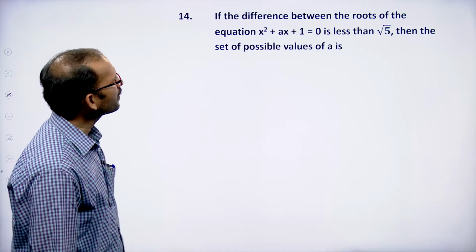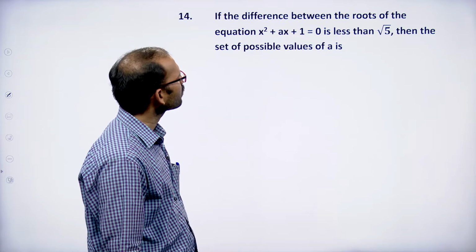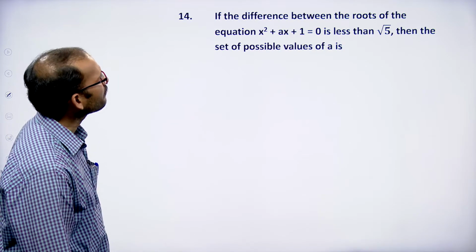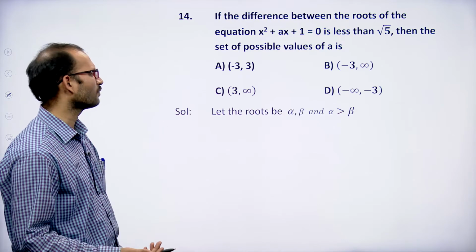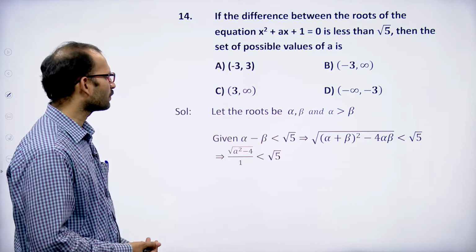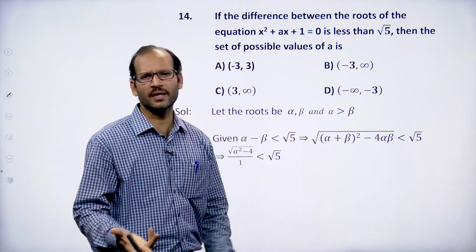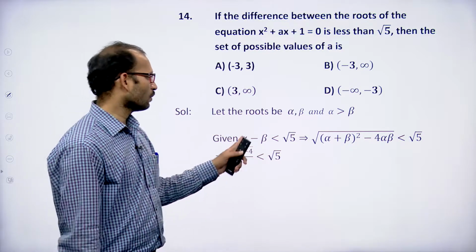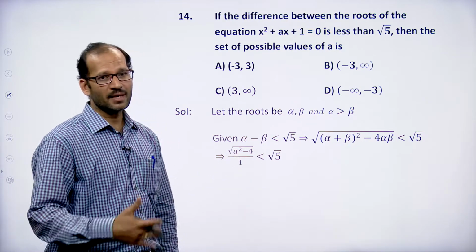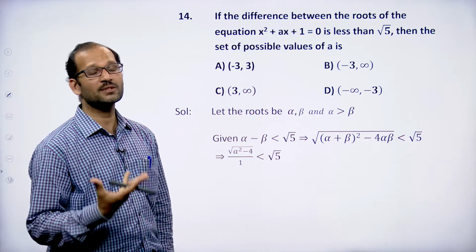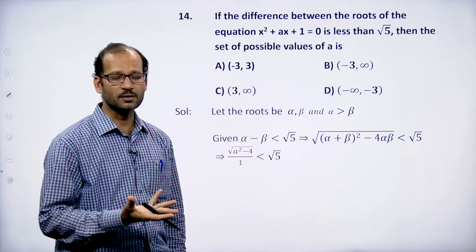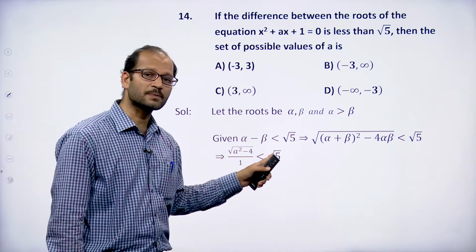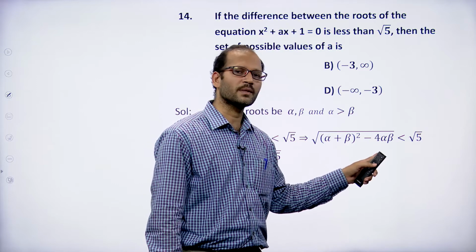If the difference between the roots of the equation x square plus ax plus 1 equal to 0 is less than root 5, then the set of possible values of a is? Let the roots be alpha and beta. You can consider alpha greater than beta, or beta greater than alpha, it does not matter. If alpha is greater than beta, alpha minus beta gives the difference. The difference is always a magnitude, a positive quantity, so alpha minus beta is less than root 5. Alpha minus beta can be expressed as the root of (alpha plus beta) whole square minus 4 alpha beta.